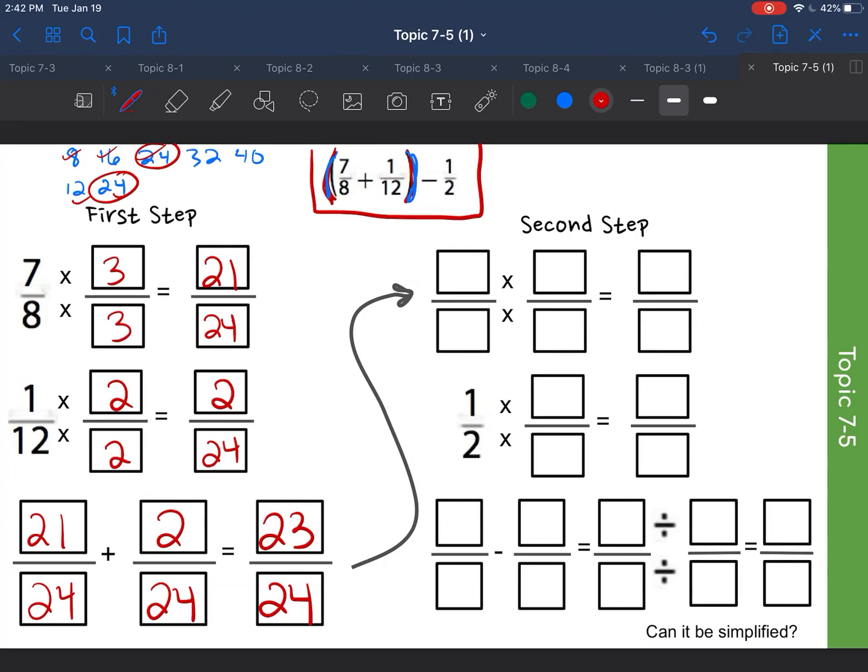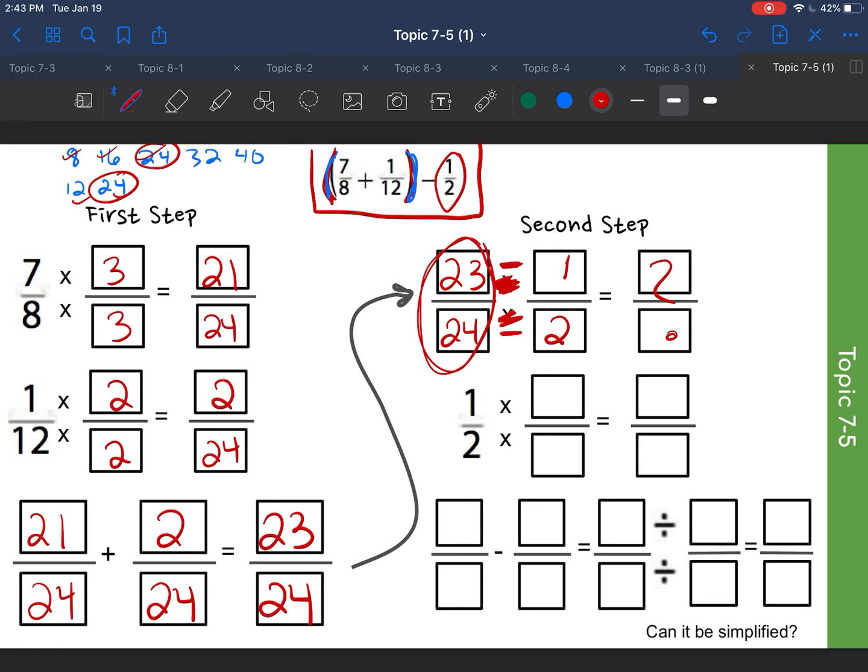Okay, so now what we're going to do, this 23/24, we bring this 23/24 up here. And this is my bad. This is not supposed to be a multiplication sign. This is supposed to be a subtraction sign, because now we're subtracting 23/24 minus 1/2. And we don't know what that is because we need to find a common denominator for 1/2.